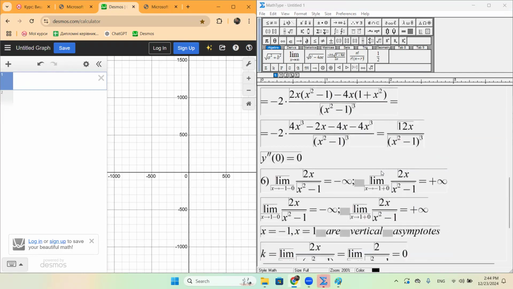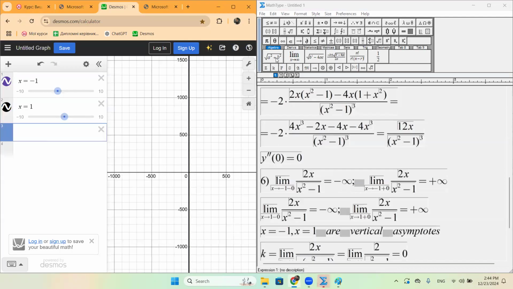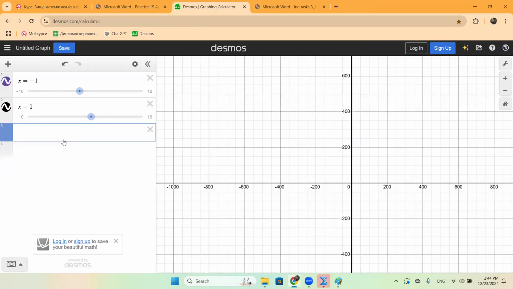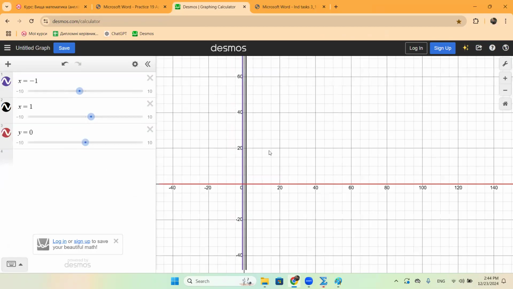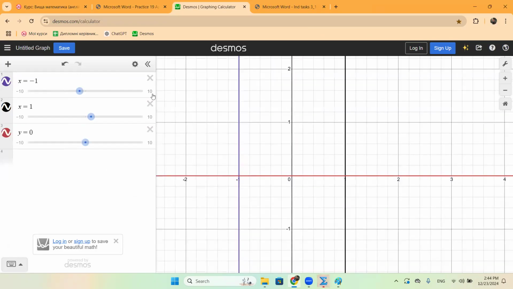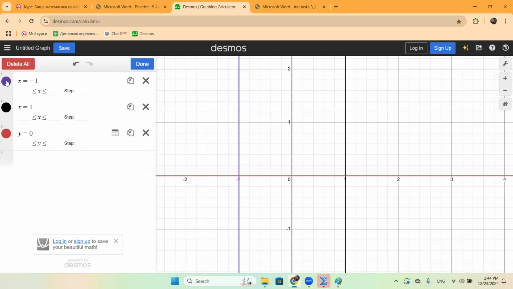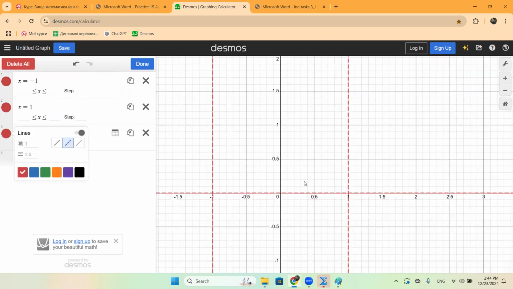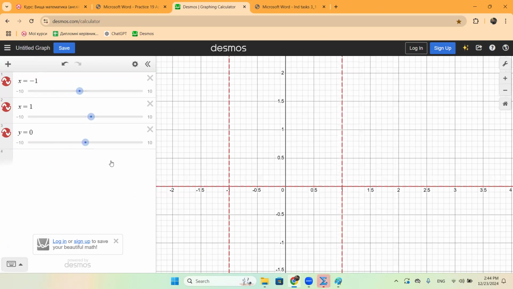Okay. So first of all, drawing asymptotes, and y equals 0. By the way, I don't mind if you use Desmos or any tools for building graphs, but you must mark and draw all information that you have here. So everything: all points, all asymptotes, and so on. So the graph is the following.